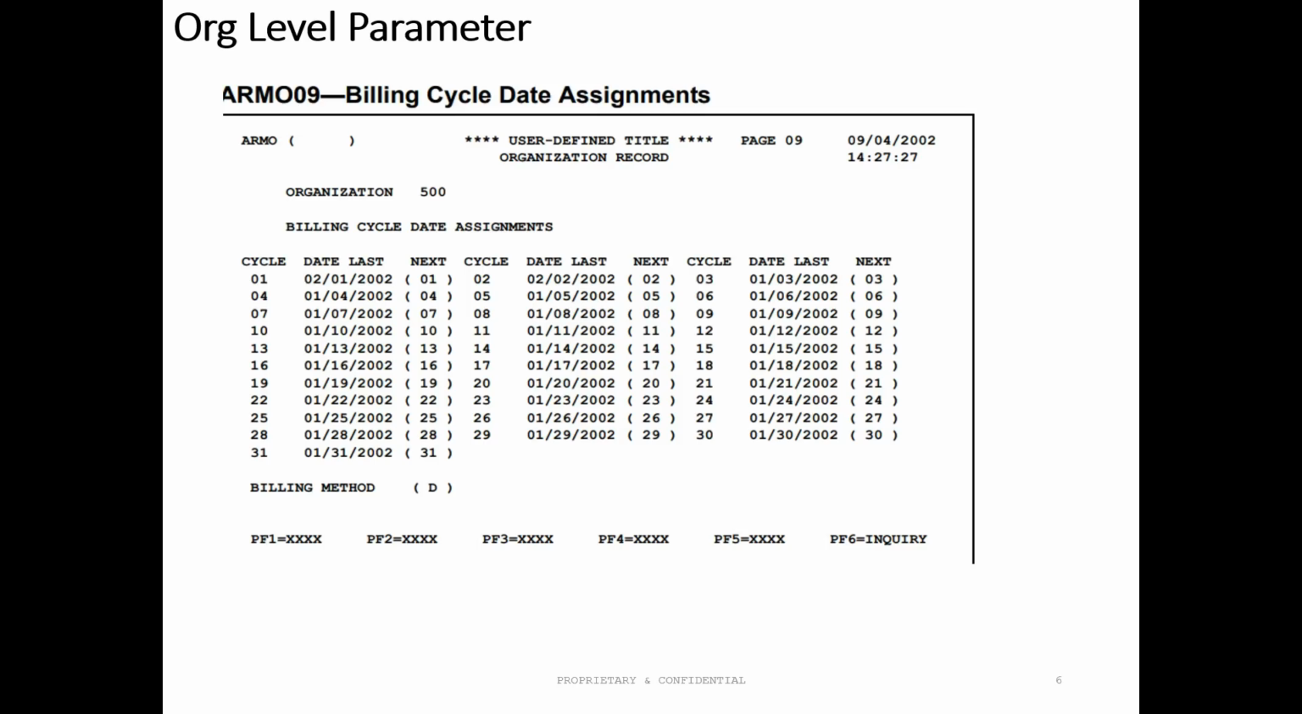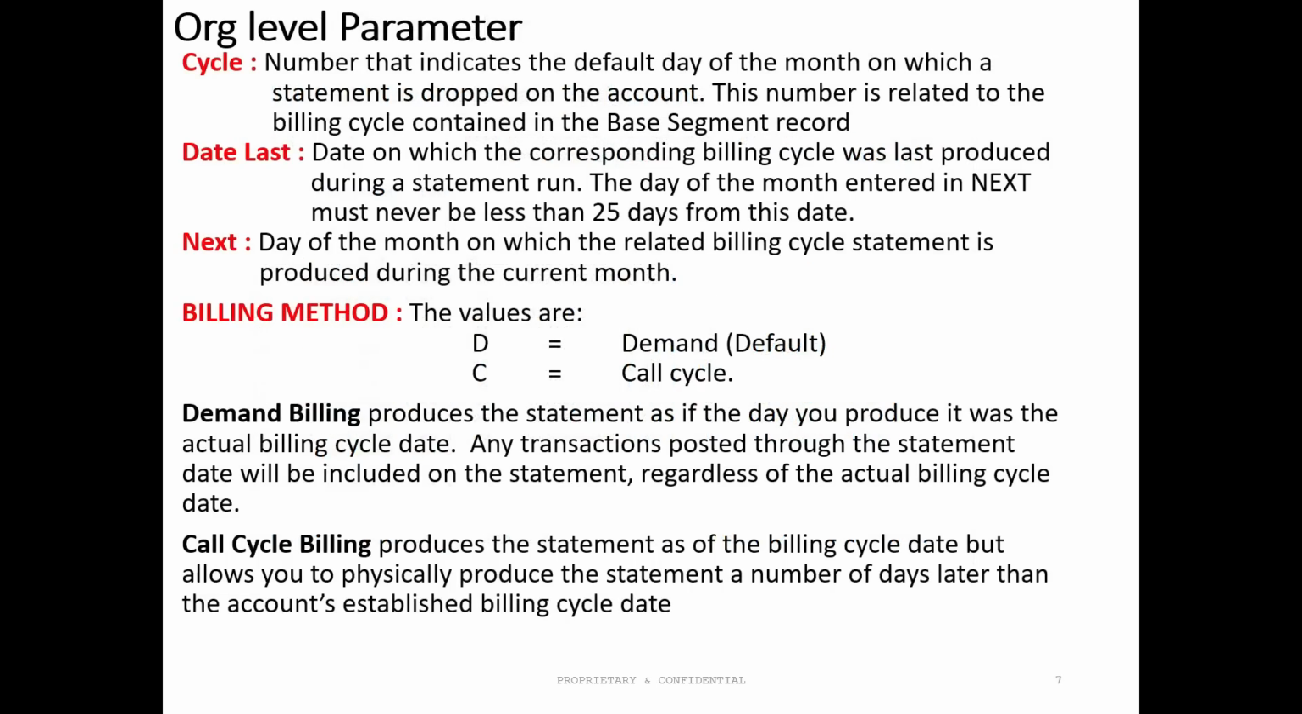Now another parameter is the org level parameter, ARMO09, billing cycle date and assignment. So we'll see how it works here. Cycle number indicates the default day of the month on which a cycle statement is dropped on the account. This number is related to the billing cycle contained in the base segment record. Last is the date on which the corresponding billing cycle was last produced during a statement run. The day of the month entered in next must never be less than 25 days from this date. Next is the day of the month on which the related billing cycle statement is produced during the current month.